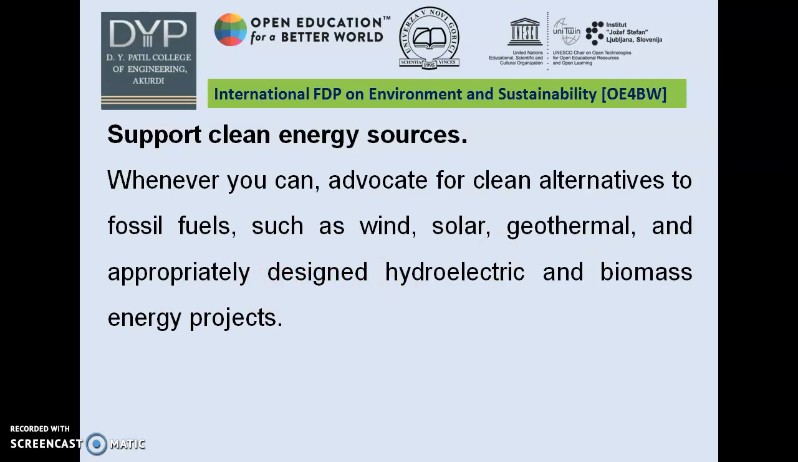Hydroelectricity is an alternative for fossil fuels. Electricity is usually produced by burning fossil fuels like coal, but hydroelectricity is produced by rotating turbines by releasing water. This is hydroelectricity. So with hydroelectricity, the emission from fossil fuels is less. And biomass energy projects generate energy from waste.